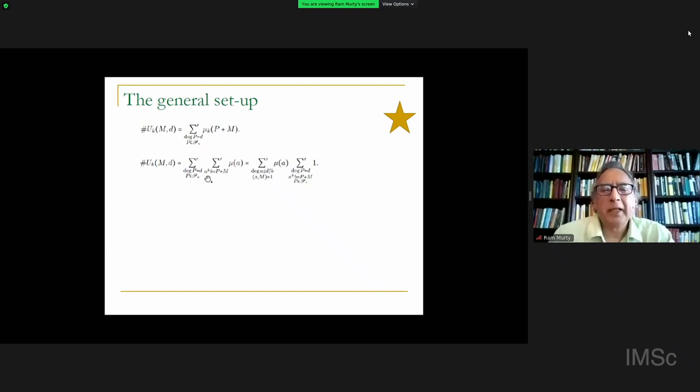Therefore, if you take the kth power of a particular polynomial and multiply by B, then if the degree of P is D, you can see immediately that the degree of A has to be bounded by D over K. So you can rearrange the sum in this fashion. Now, in the inside sum, you're counting the number of irreducible polynomials of degree D such that P plus M is A to the K times B, and A is now fixed outside. And the beautiful thing is that inside you can use Kornblum's theorem. You're counting primes in a certain arithmetic progression, mod A to the K.